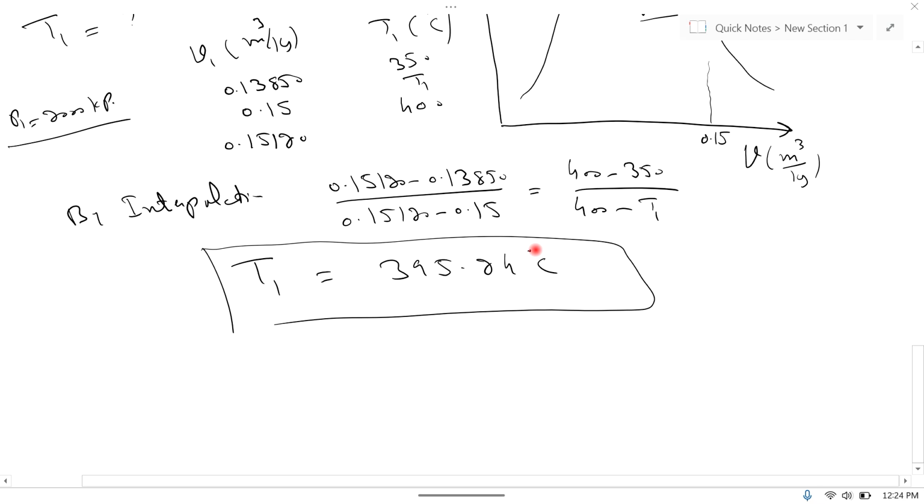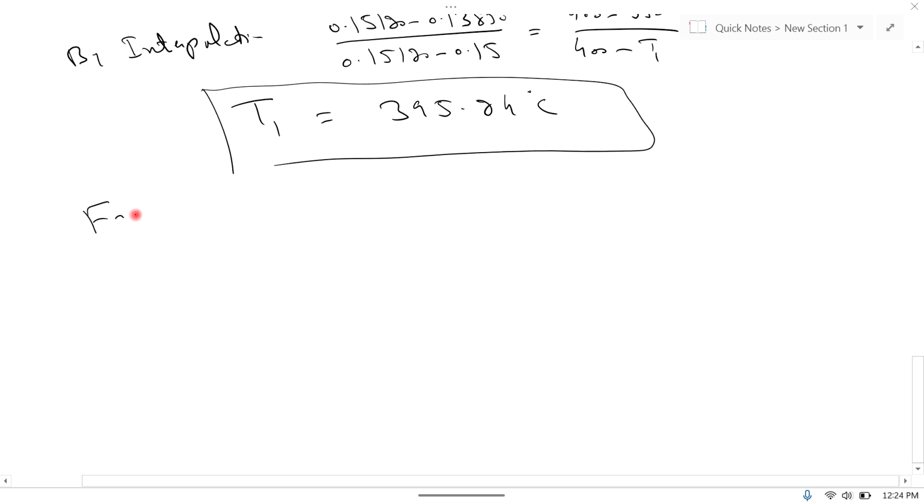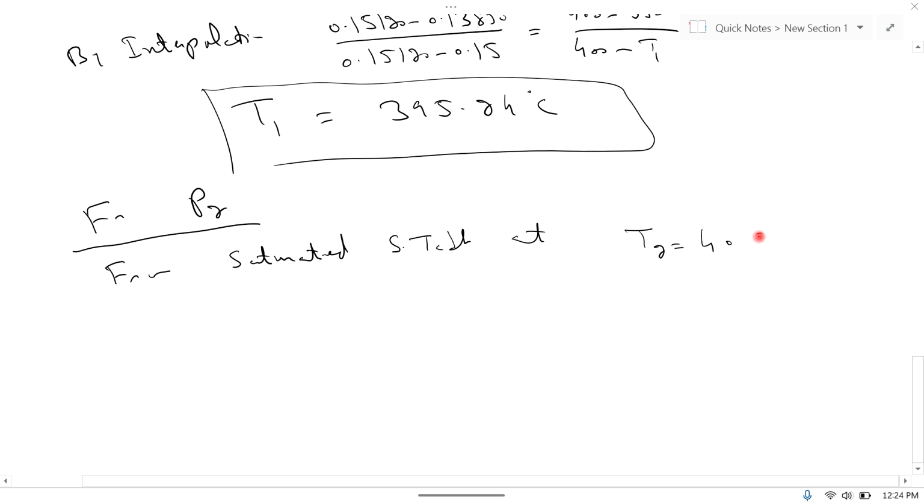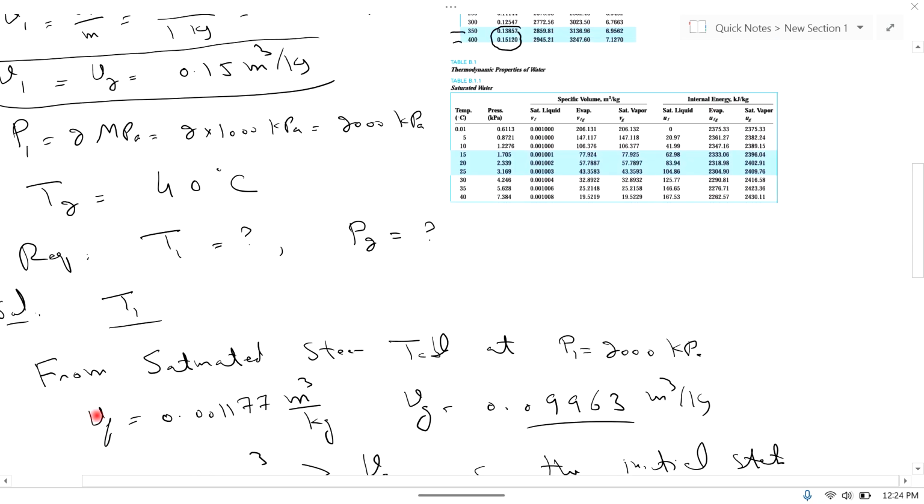Now we are finding final pressure P2. So for P2, first we find the final state of the steam. So from saturated steam table, at temperature T2 is given to us 40 degrees centigrade, find Vf and Vg. So from saturated steam table at 40 degrees centigrade temperature, here this is Vf and this is Vg.